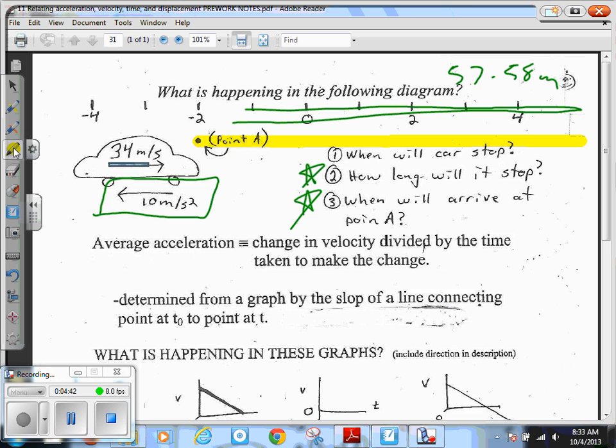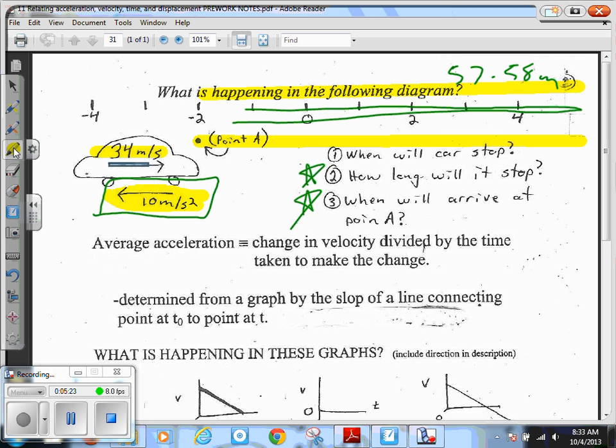Now in order for it to get back to point A, which is going to be when it achieves this 34 meters per second, right? Because the whole 0 to 34 is the same as if you go 34 to 0. It's still an average velocity. It still takes the same amount of time if we have the same constant acceleration. So it's going to take 3.4 more seconds to get back to that exact same spot. So the right answer then is 6.8 seconds is when it'll arrive at point A. Do you have any questions on that?